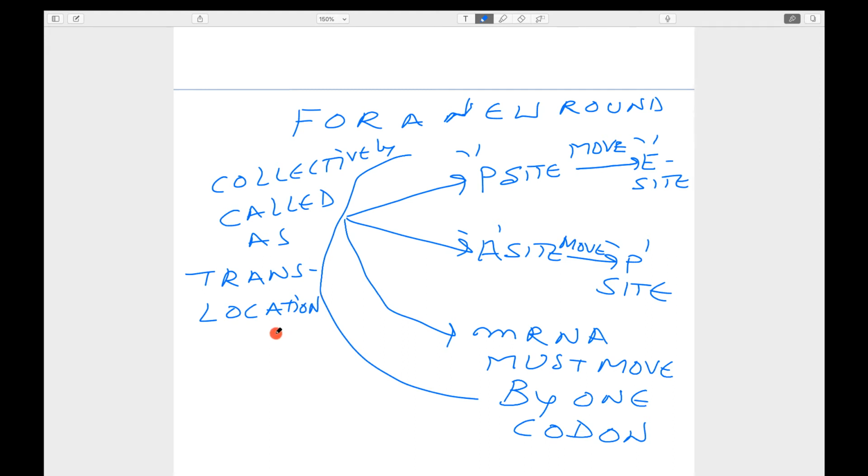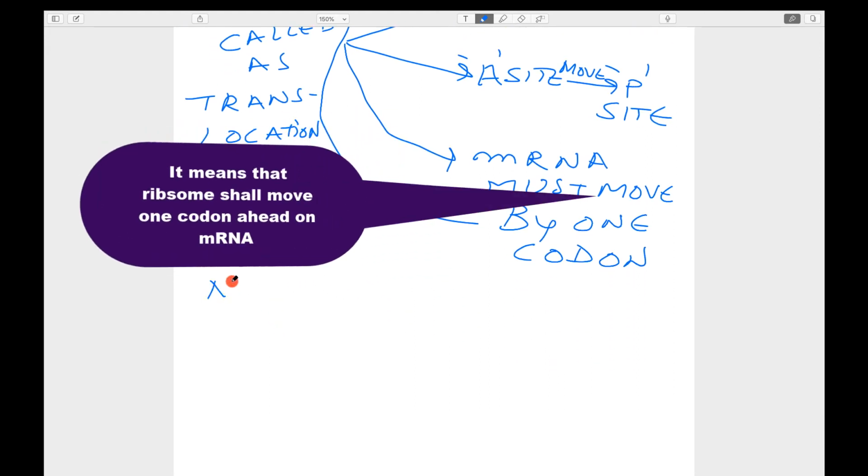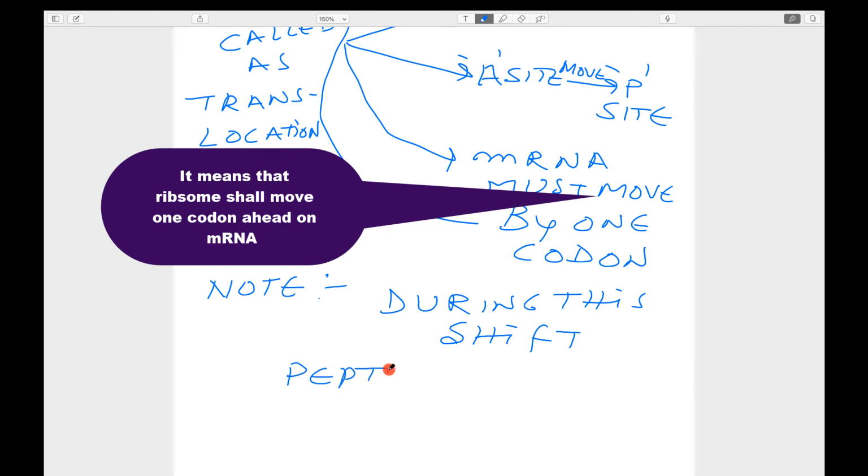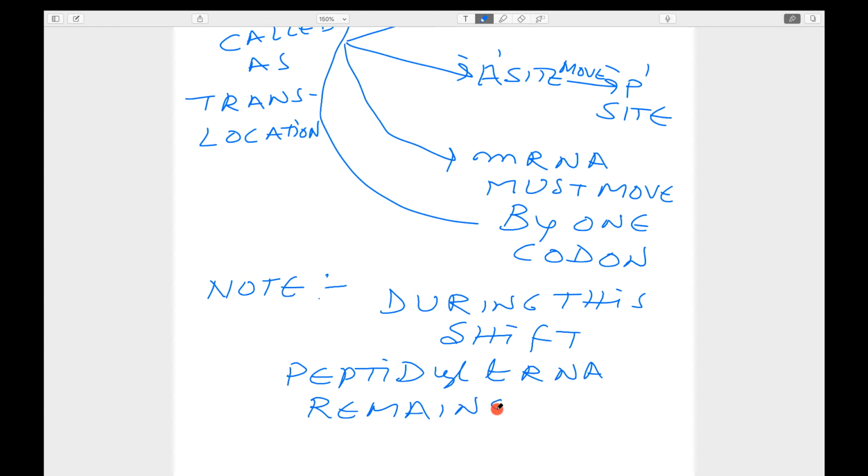Okay, so please note one aspect here. What is that one? During this shift, what happens here? During this shift, peptidyl transfer RNA remains bound to the codon in messenger RNA. It is not split from the messenger RNA. That is the one aspect.